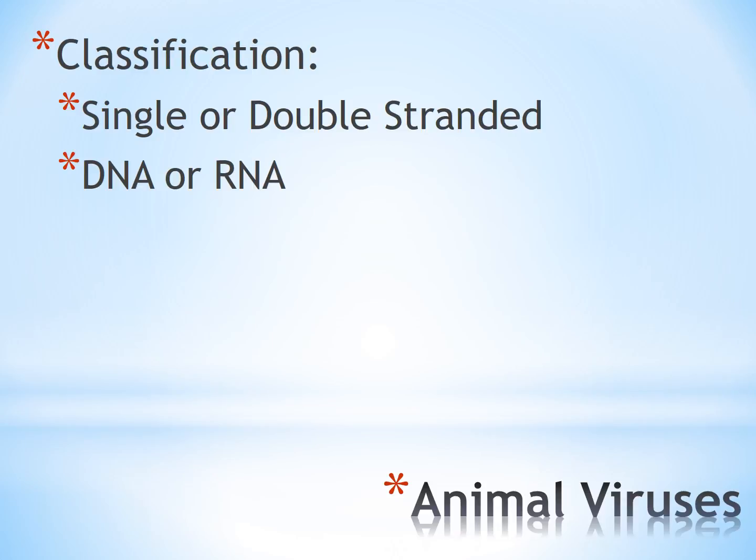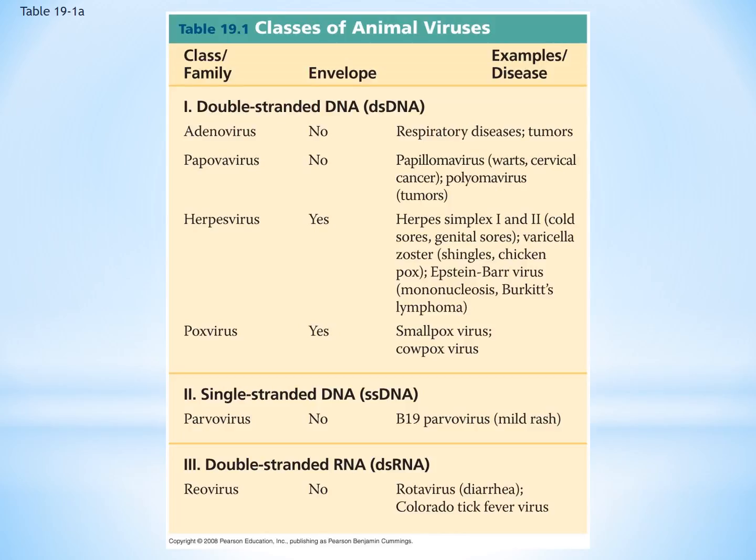So when we think about classifying animal viruses, there's two ways we classify it. We classify whether the genome is single-stranded or double-stranded, as we mentioned before. We also classify whether it's going to be DNA or RNA. So we have a couple examples just to show you how these different viruses are classified, and also give you a couple examples of the different classifications. So here you can see a couple examples of double-stranded DNA, single-stranded DNA, and double-stranded RNA.